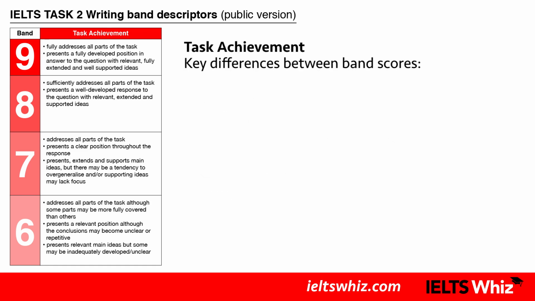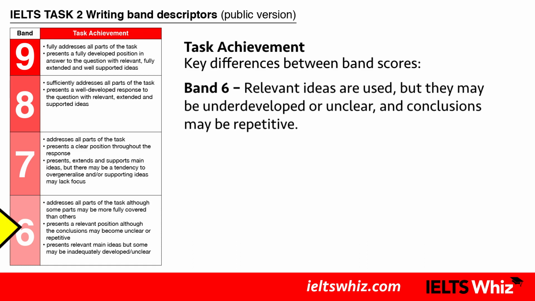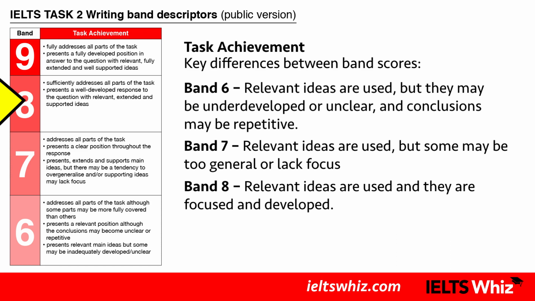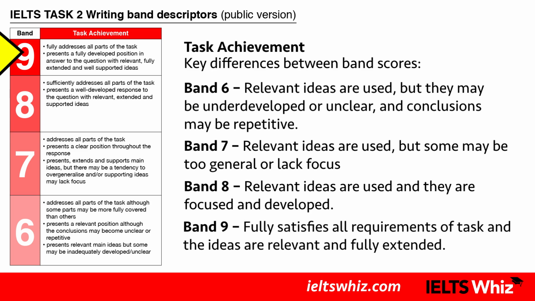For band scores 6 to 9, you're required to answer all parts of the question. The key differences between the band scores are, for band 6, relevant ideas are used, but they may be underdeveloped or unclear, and conclusions may be repetitive. For band 7, relevant ideas are used, but some may be too general or lack focus. For band 8, relevant ideas are used and they're focused and developed. For band 9, the candidate fully satisfies all requirements of the task and the ideas are relevant and fully extended.